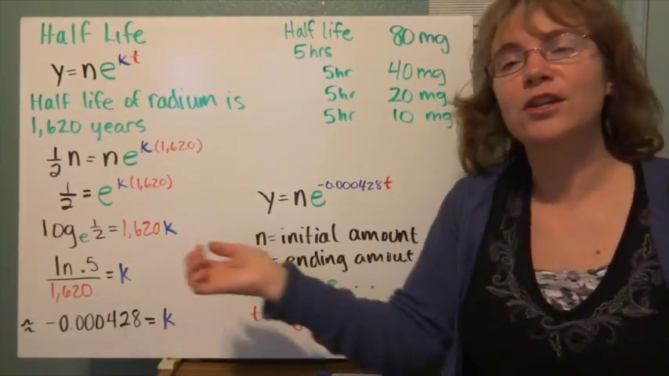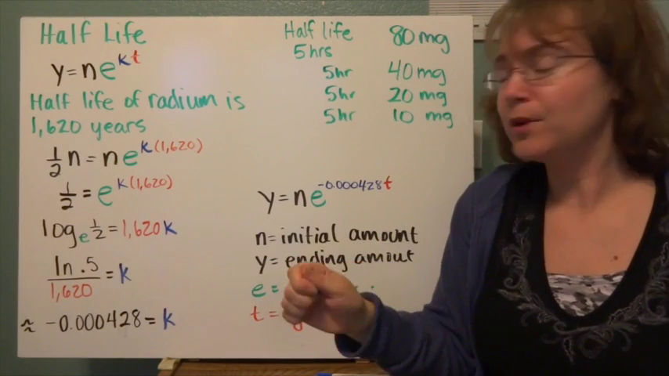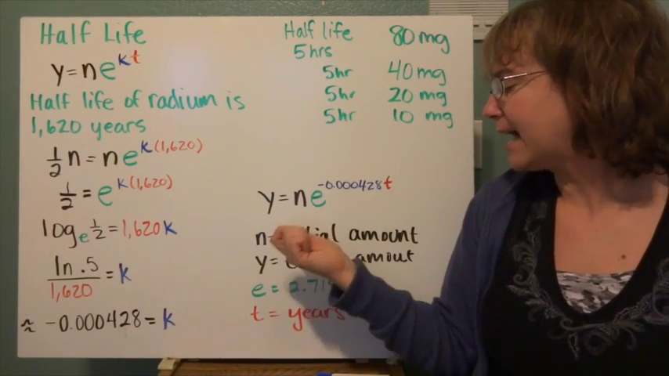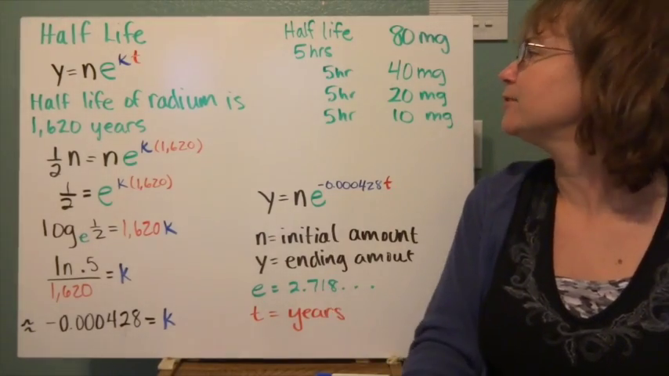So some of these questions are two parts. You initially have to solve for k, and then you have to input what the question is actually asking. So t is usually measured in years unless they tell you differently.